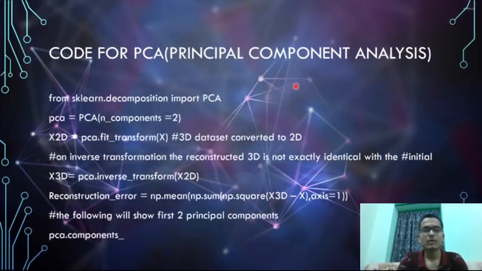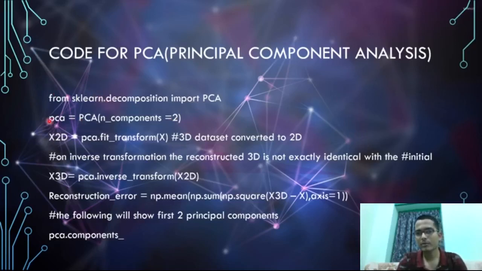So from sklearn.decomposition, you know sklearn is the famous machine learning scikit-learn library. Dot decomposition, it is a particular module. Import PCA. Otherwise you can also do from sklearn import decomposition. Then while writing the object you can write decomposition dot PCA and n components equals 2. You can also do it that way, or directly from sklearn.decomposition import PCA.